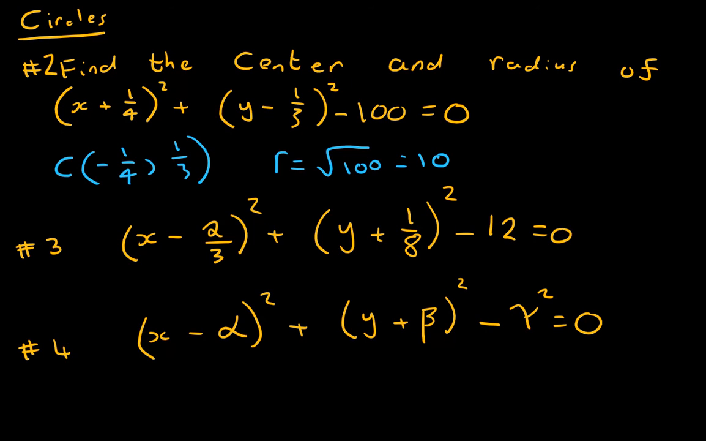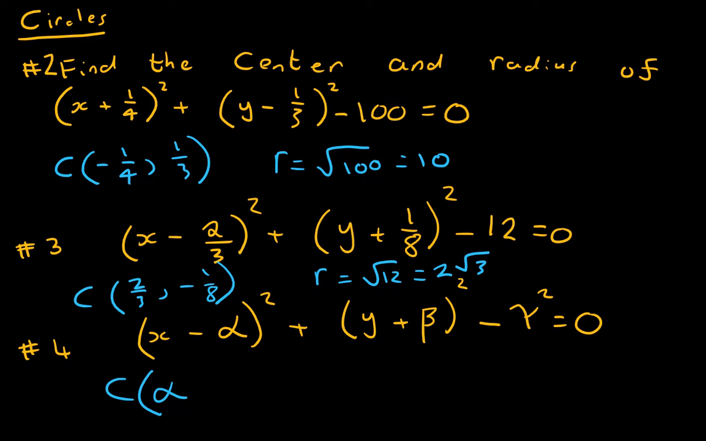Okay, so hopefully you've done that now. So we have the center 2/3, -8, and we have the radius of 12, which is 2√3. Here we have a center of alpha, -beta, and we have a radius of gamma squared. Take the square root of that. We get a radius gamma.